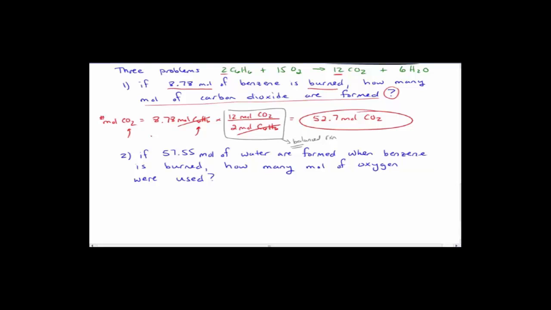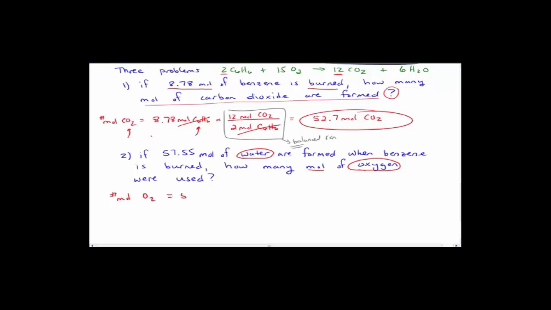All right, let's do another example. See if this can start to make sense. Hopefully it is. We're just going to keep using the balanced reaction to do this. And we're in moles right now. So let's see. It says if we have 57.55 moles of water formed, how many moles of oxygen were used? So we're looking for the number of moles of O2 that were used.